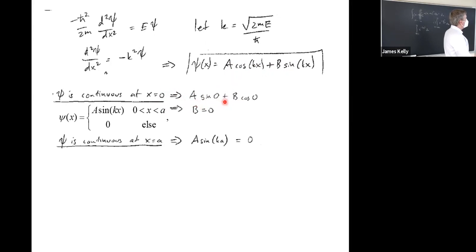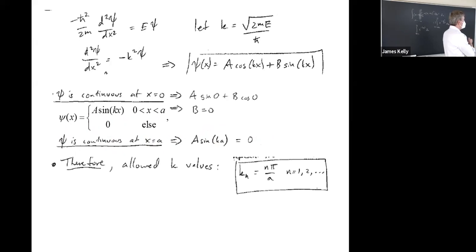We found out that the coefficient in front of the cosine has to be 0, and so then our simplified solution that makes it continuous at x equals 0 looks like this. It's either A sine kx or 0. And then we have to require that psi is continuous at x equals a. That required that this be true. A can't be 0, and therefore it must be sine ka that's 0, which says that k has to have this weird range of values. k has to be a multiple of pi over a, where the multiplier is an integer starting at 1, any positive integer.